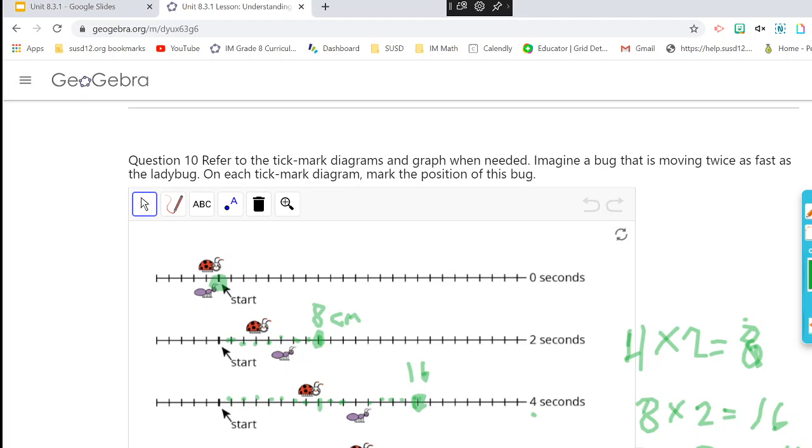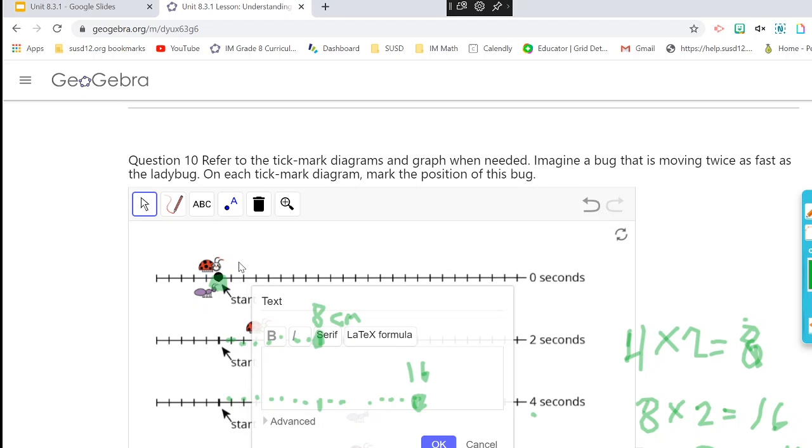You need to mark the position on this graph. You don't have this drawing tool like me. You'll need to use GeoGebra tools. How about putting a point where you want it? So there it is, green bug at time equals 0, and green bug's position is, let's go ahead and just type it in here. Green bug is at 0 centimeters at 0 seconds.